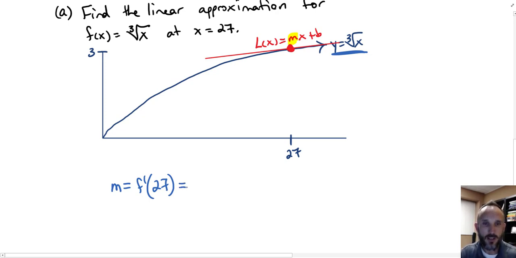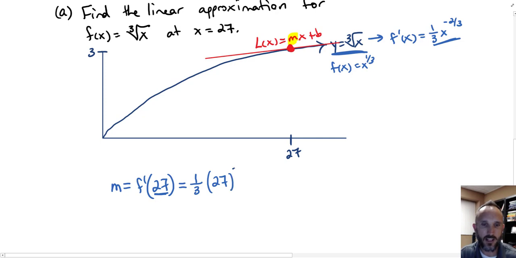And upon looking at this cube root of x function, if we rewrite it, f of x equals x to the 1/3 power. So f prime of x, using the power rule, is 1/3 times x to the negative 2/3. Now, if I want to know the slope of the tangent line, I just plug this x value into my derivative formula to calculate that slope. So I need 1/3 times 27 to the negative 2/3 power.